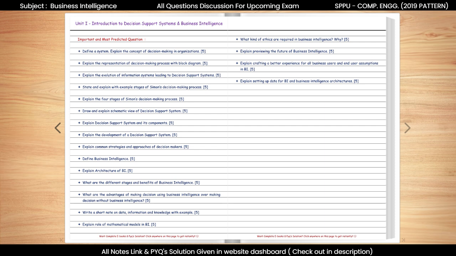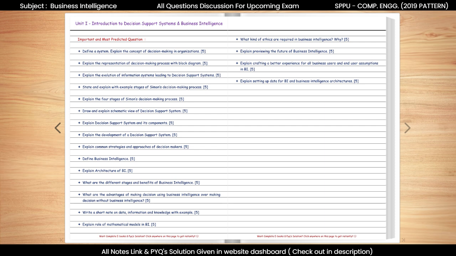Now, let us move on to our next important topic, ethics in business intelligence. From this topic, we can expect questions such as, what kind of ethics are required in business intelligence? Why? Ethics in business intelligence include data privacy, accuracy, transparency, and responsible use of information. Ethical practices protect user trust and prevent misuse of sensitive data.